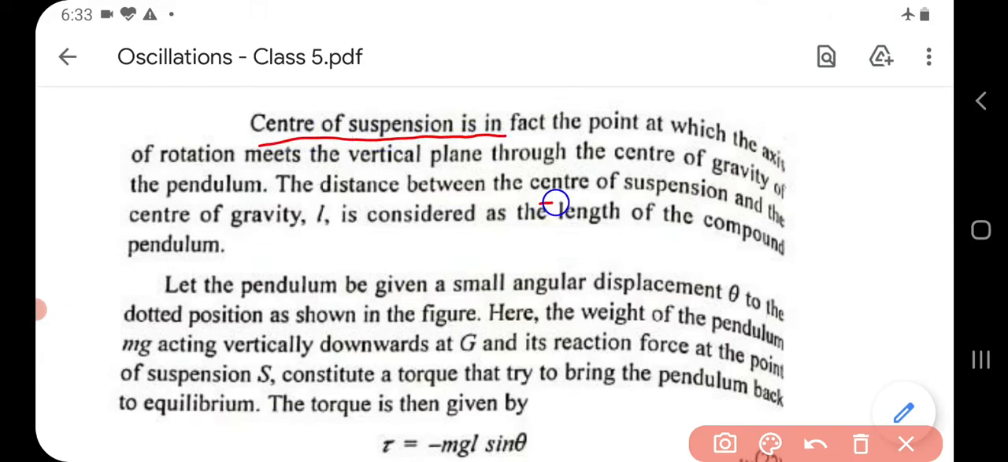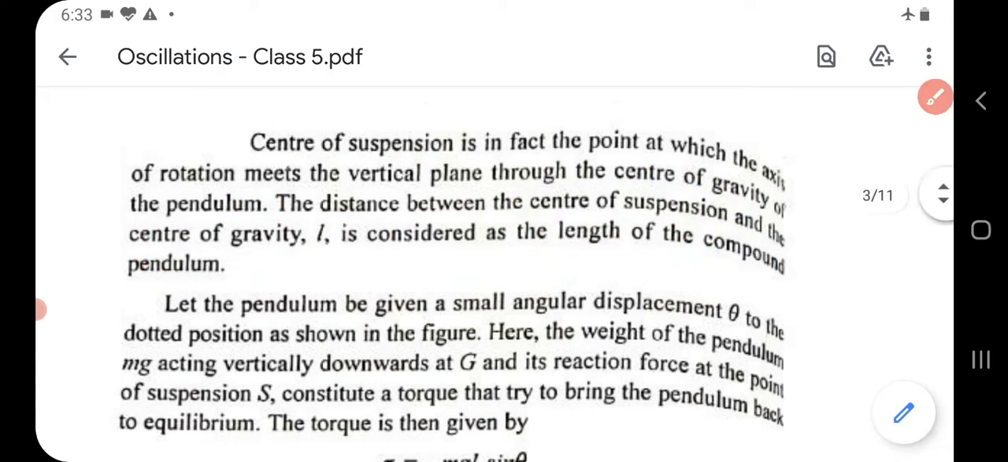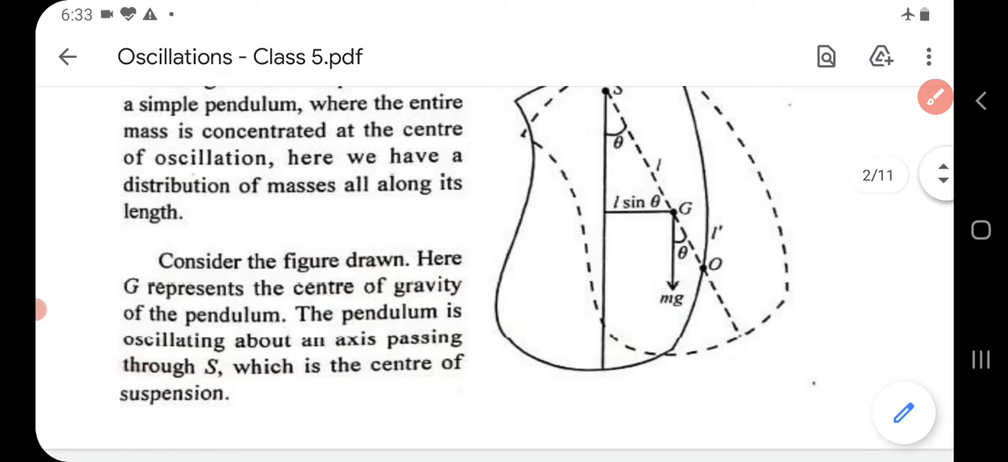Now the distance between the center of suspension and the center of gravity is called the length of the compound pendulum and is denoted by small letter l. That is, the distance between the center of suspension and the center of gravity is called the length of the compound pendulum. It is denoted by small letter l. It is shown in this figure also.